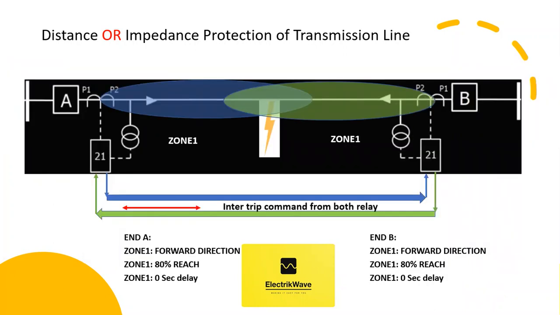Here, communication link is provided between two distance relay. Communication circuit will help to speed up fault clearance between substation. In case of fault at middle of line, both relay will see fault in zone 1, and send zone 1 intertrip command to remote end. Both relay will operate with 0-second time delay.